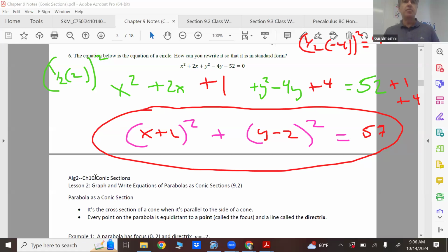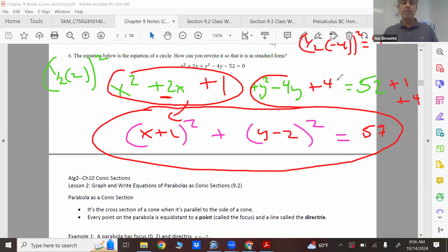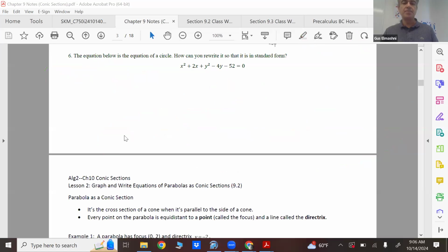I completed the square. Completing the square means you take half of the linear coefficient, and then take half and square it. Half of 2 is 1, 1 squared is 1. We just add that. Exactly, because this becomes this now, right? Because now I can factor it. Okay, so I can factor it. Let's keep moving, guys.